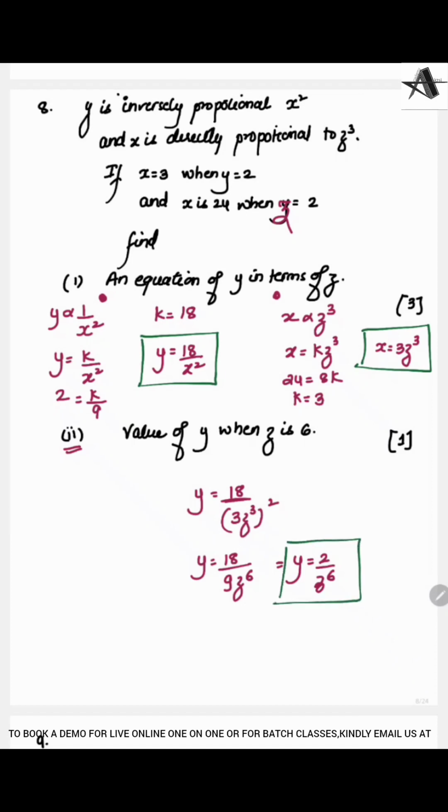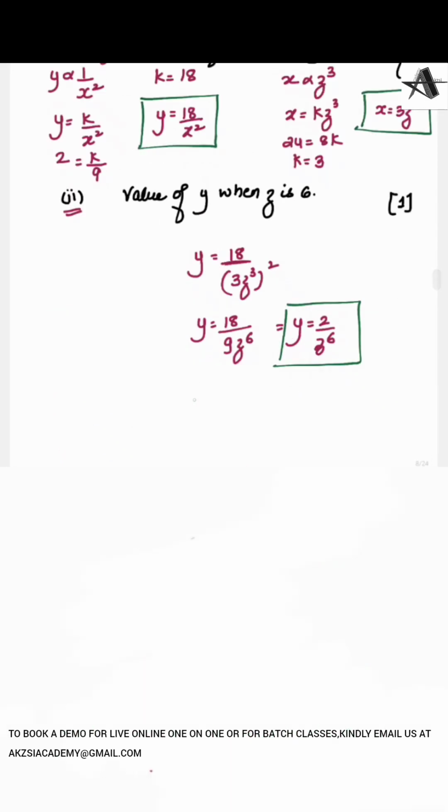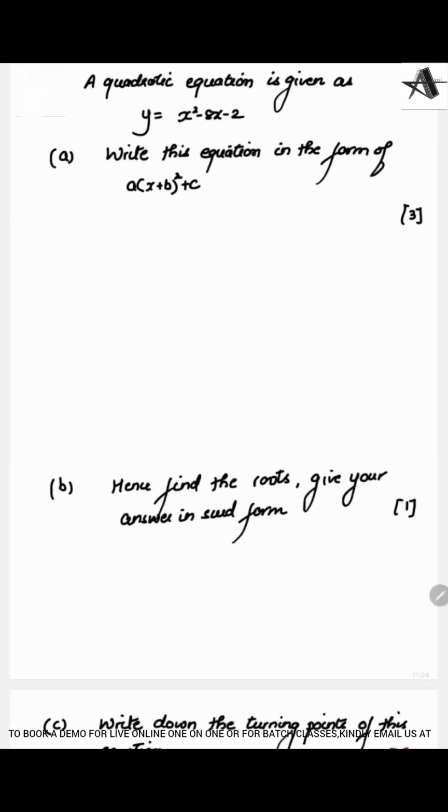The second part says find the value of y when z is 6. So put the value of z. Y is equal to 2 over 6 to the power of 6.